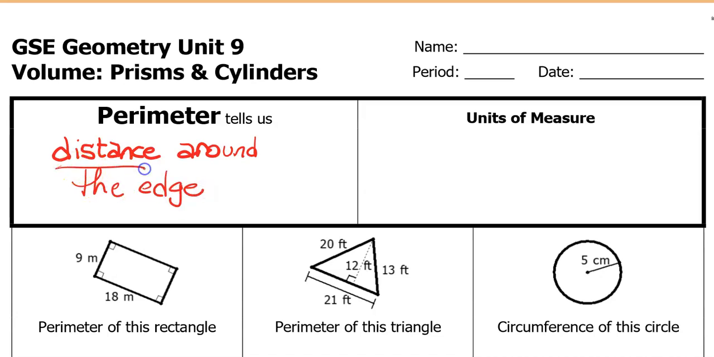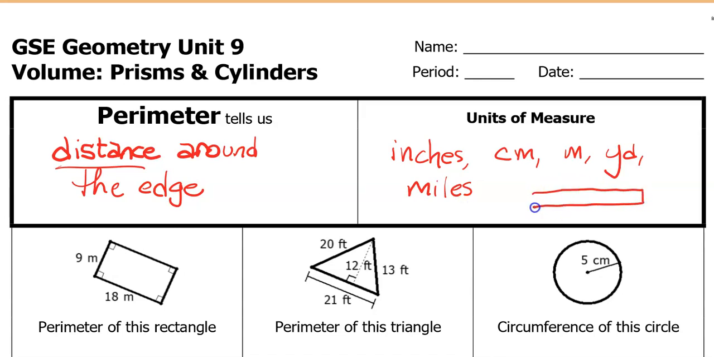And since it's just a distance, that might be something that we would measure with a ruler or a yardstick, and that would be it. So maybe inches, centimeters, meters, yards, miles, kilometers, and so on. But just regular old units. Like I said, we might measure perimeter just using a regular old ruler.